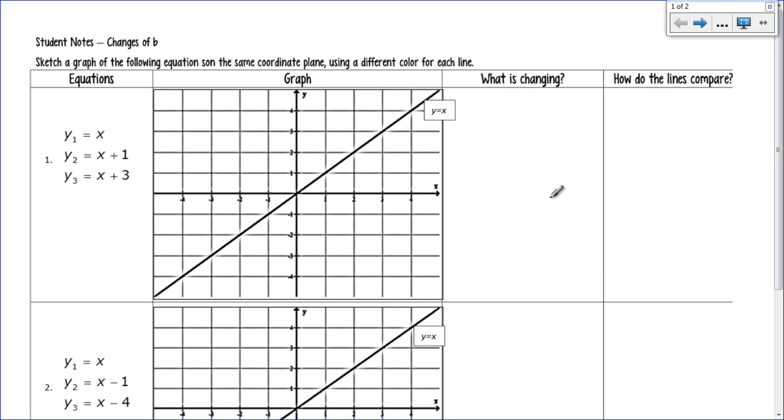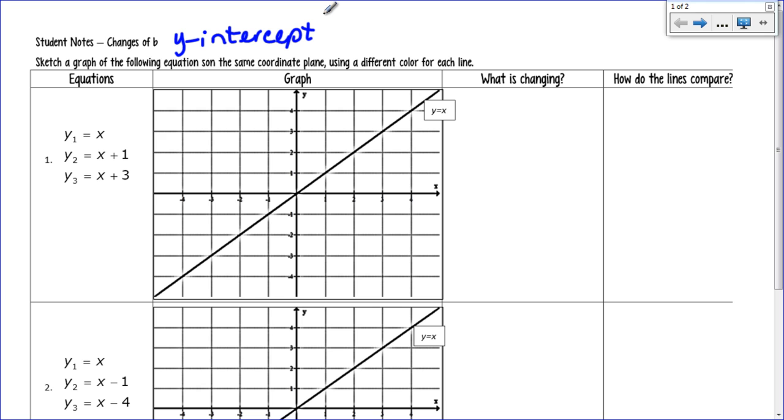It should say at the top of your paper, changes of B, which if you remember is our Y-intercept. Yesterday, on last night's video, we worked on changing M. So we changed the slope of the line and looked at what happened. Now we're going to change the Y-intercept of the line and then look at what happens. The notes look very similar to yesterday.